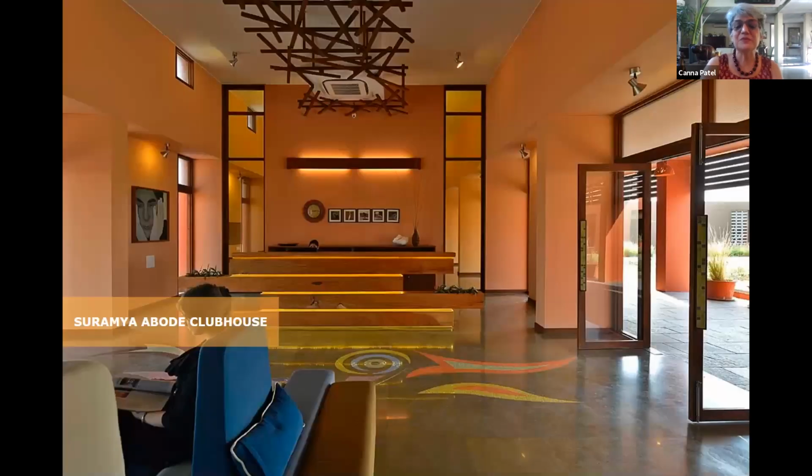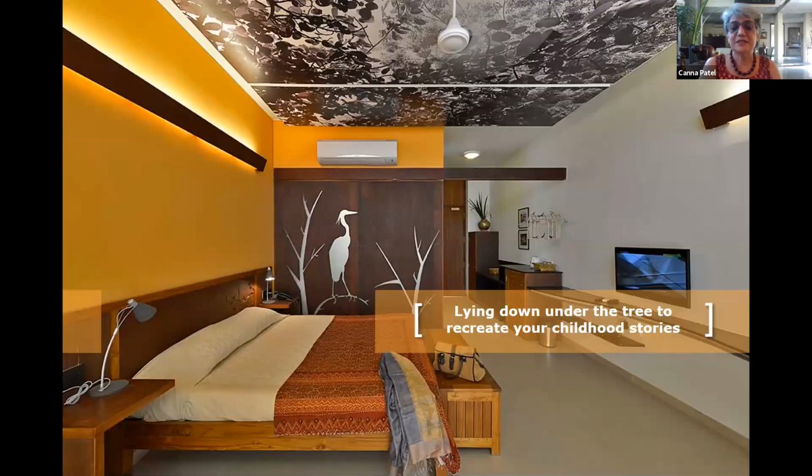That's a clubhouse. It's in a plotted community about an hour away from Ahmedabad, again close to the bird sanctuary. And when we were designing this space, we said that you can't have bedrooms of the kind you have in a normal apartment. You have to be able to sleep under the tree, an imaginary tree, and be able to recreate your childhood stories.